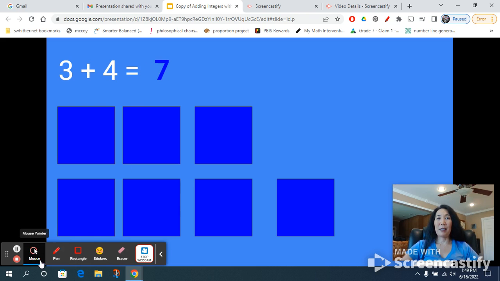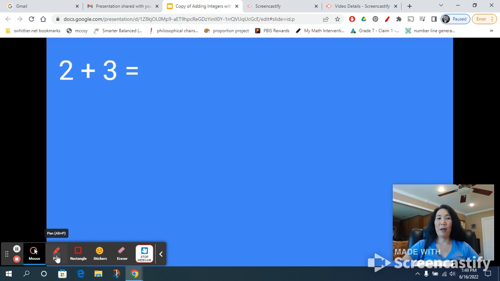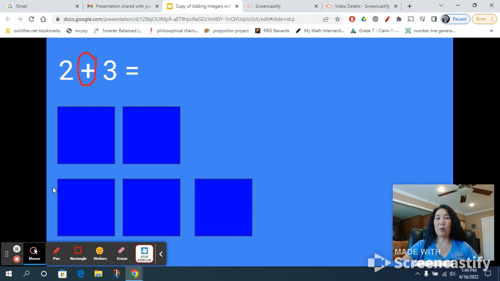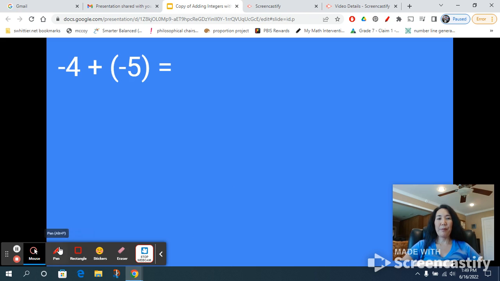All right, let's try this one. Positive 2 plus positive 3. 2 positives, which are blue, 1, 2, plus 3 positives, which are blue, 1, 2, 3, equals a total of 5 positives. Positive 2 plus positive 3 equals positive 5. Right? What about this one?